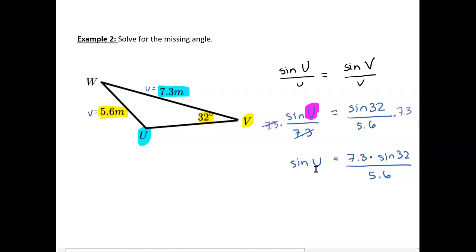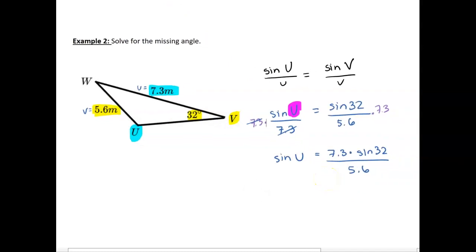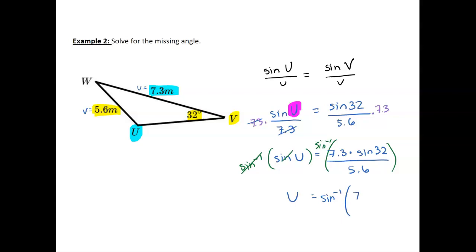Remember that when I'm isolating for U, and it's currently embedded in the function of sine, to get rid of it, I have to use the inverse of sine. So I will write sine inverse to get rid of it on this side. What I do to one side, I have to do to the other side. And remember that I'm applying it to the whole right side, so that's why it has to be in brackets with sine inverse in front. So my equation will now look like capital U is equal to sine inverse of, in brackets, this large fraction of 7.3 times sine of 32 divided by 5.6.